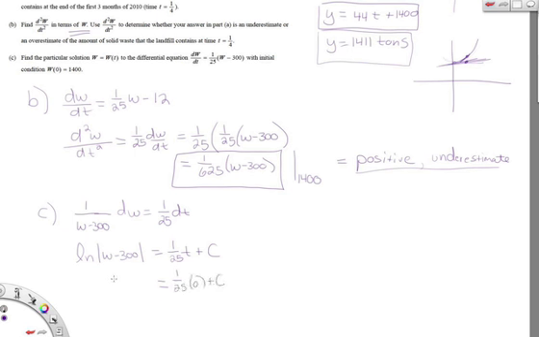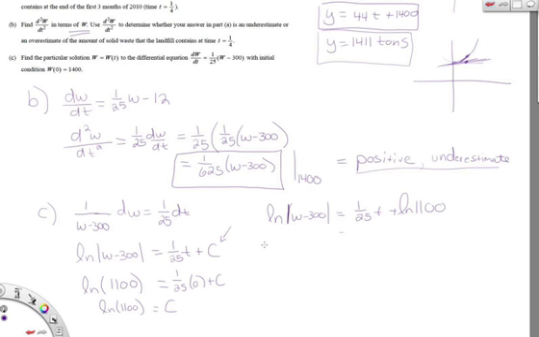the weight is 1400. So I get the natural log of, and that's a positive number, so I don't need the absolute values, the natural log of 1100. Is that right? And so that's what C equals. And we go back, we plug it in right here, so I get the natural log of W minus 300 equals 1/25 t plus natural log of 1100.